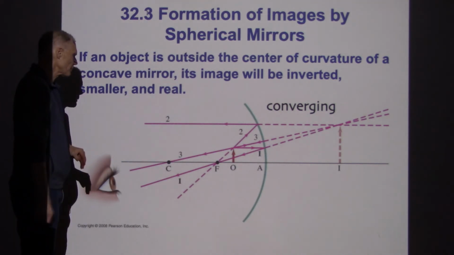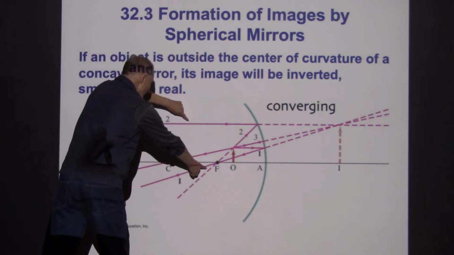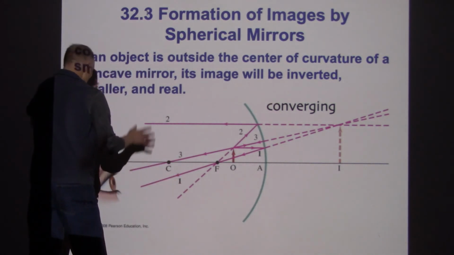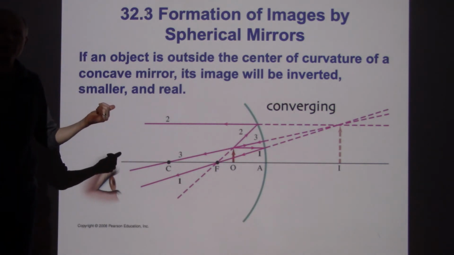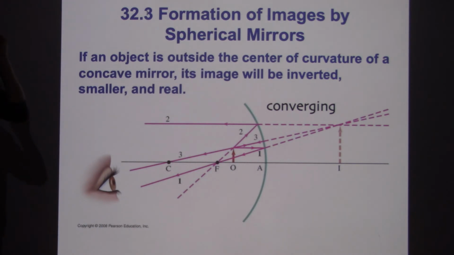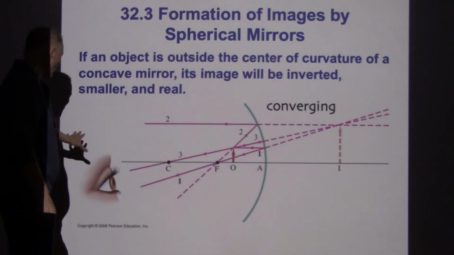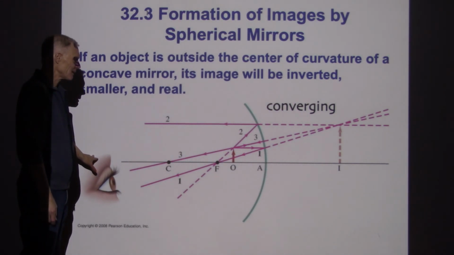But notice the problem I've got now is that path 1 and path 2 are not going to intersect on this side. It's just not going to happen. So I'm not going to get an image on this side, on the real side of the mirror. Now the person over here is saying, yeah, but I can see an image.